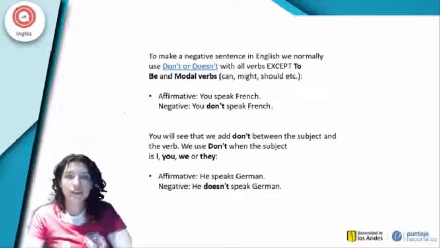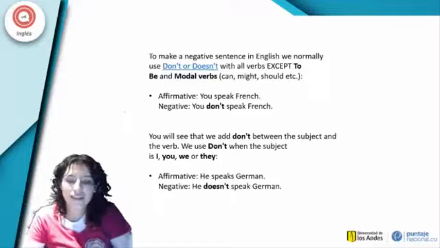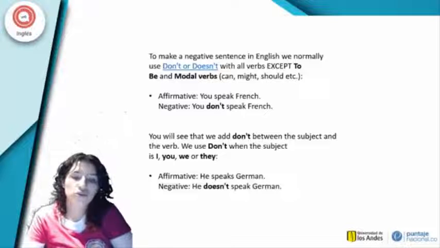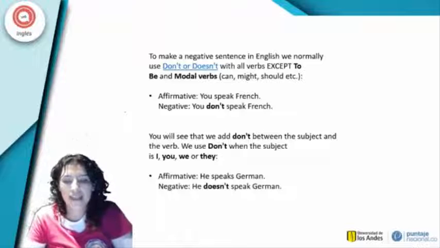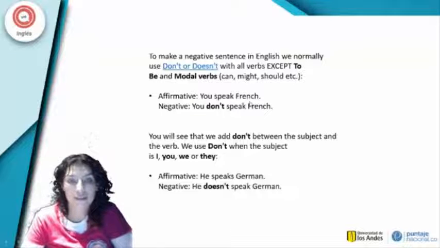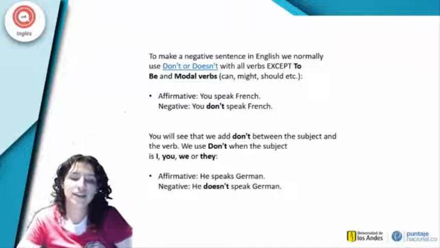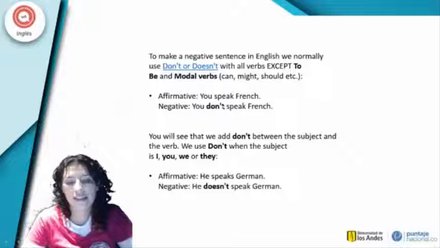Okay, now we're going to start talking about the structure. So to make a negative sentence in English, we normally use do, don't, or doesn't, with all verbs except to be and modal verbs that are can, might, should, and others. So for this is the present simple, okay? For the affirmative, you say you speak French. If we want to say negative, we just add this particle, don't. You don't speak French.